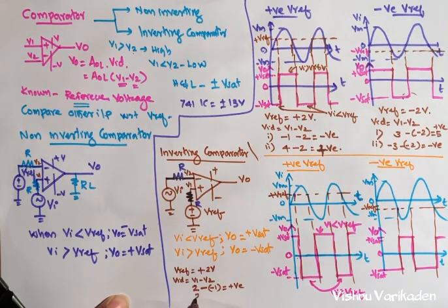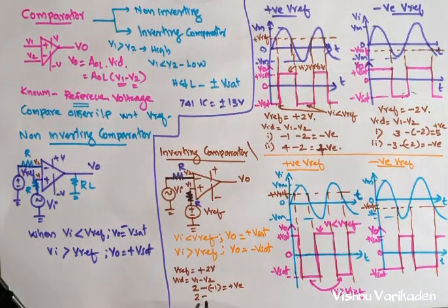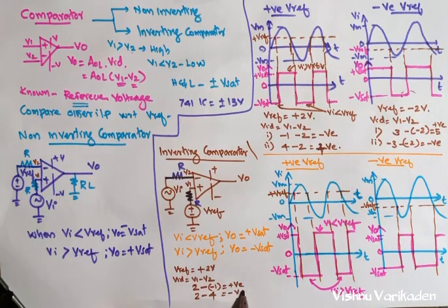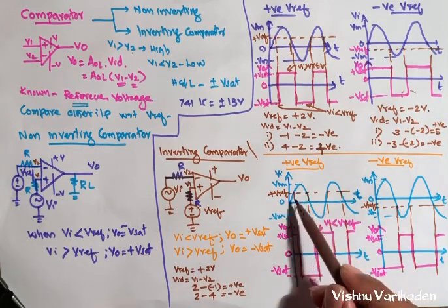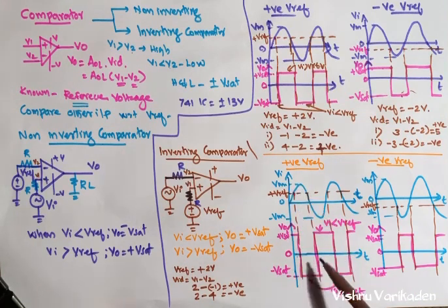3 is positive, so the output is a positive voltage. Whenever the input is negative 1, there is a positive voltage. Now the reference voltage is 2. If the input voltage V2 is 4 volt, then 2 minus 4 is negative 2, that is a negative voltage. So whenever the input exceeds the reference voltage, the output is going to be negative.